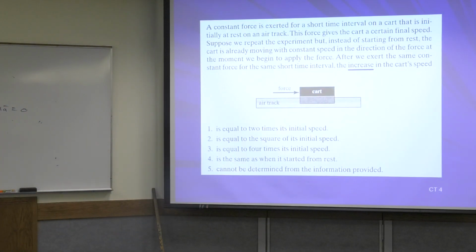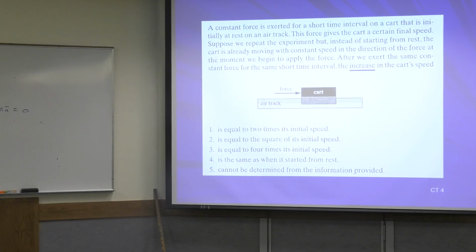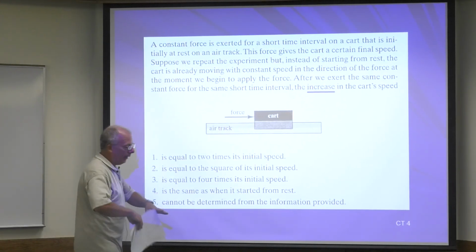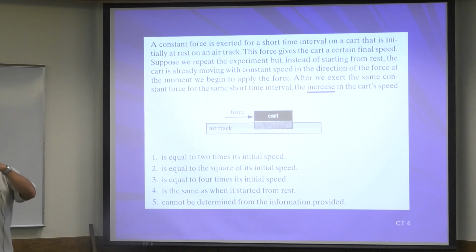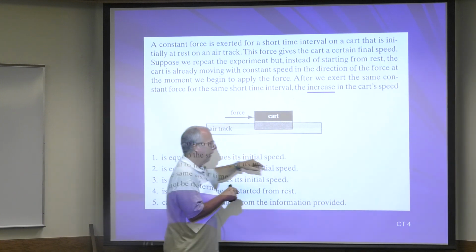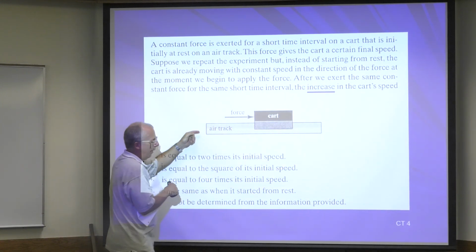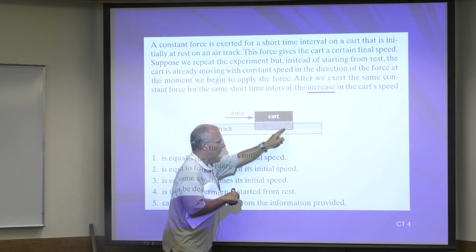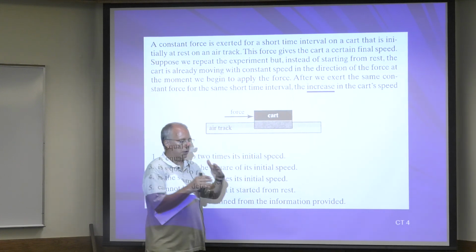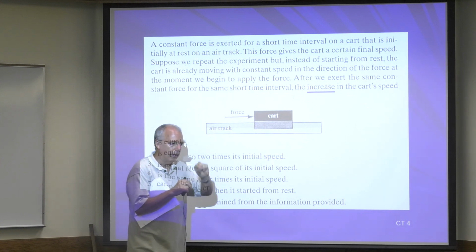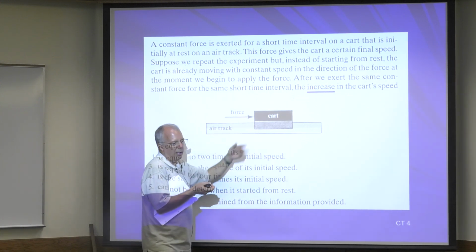Oh yeah, this is an awesome question. A constant force is exerted for a short time interval on a cart that is initially at rest on an air track. An air track is this long track in the shape of a triangle, with all these holes all over the place. They have an air pump connected to it, so there's all this air coming out of these little holes. The cart just fits on top of it, but never touches the air track because of all this air coming out. So it's supposed to be like frictionless motion, okay?